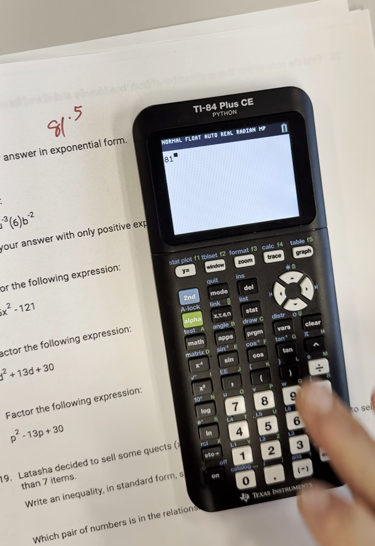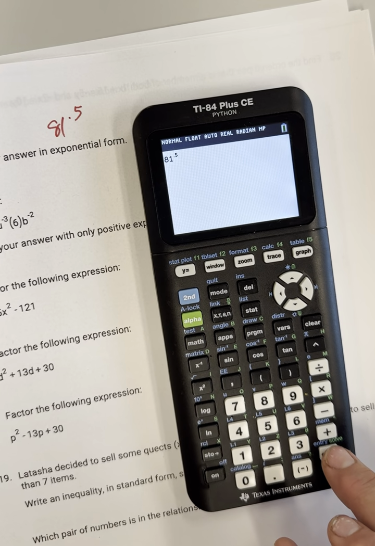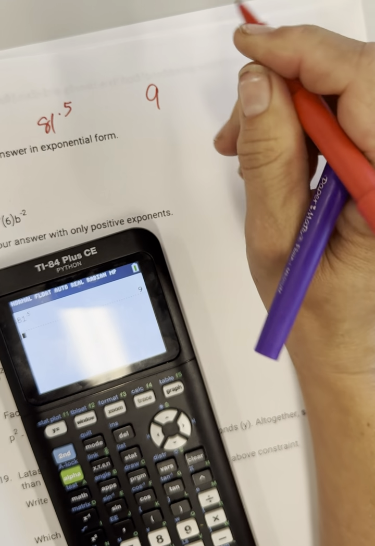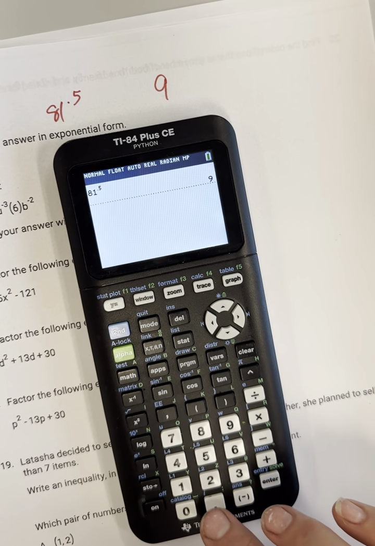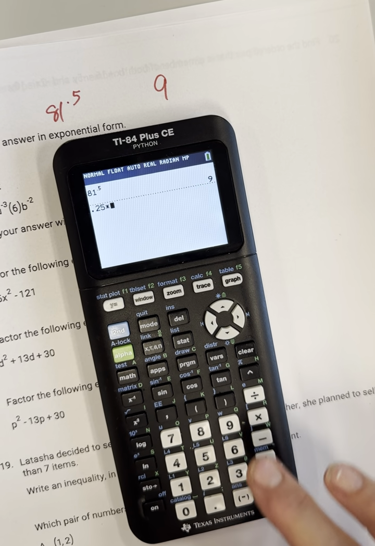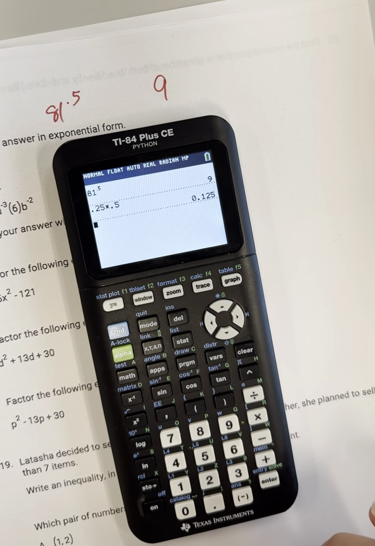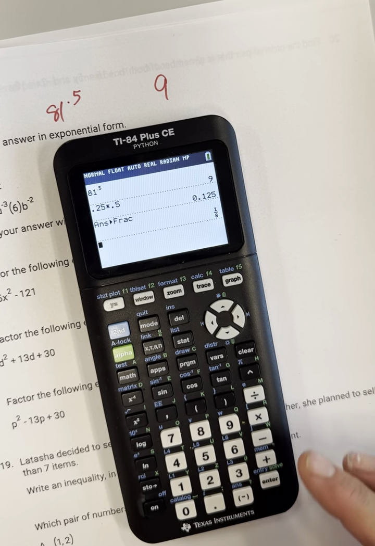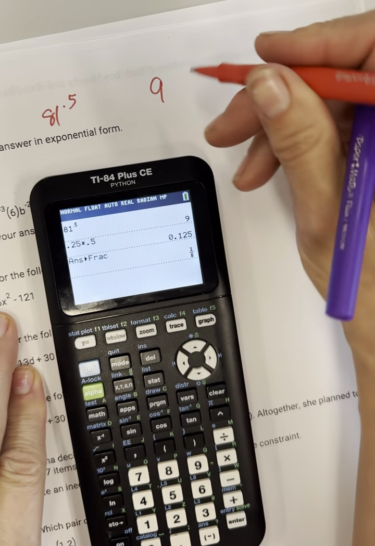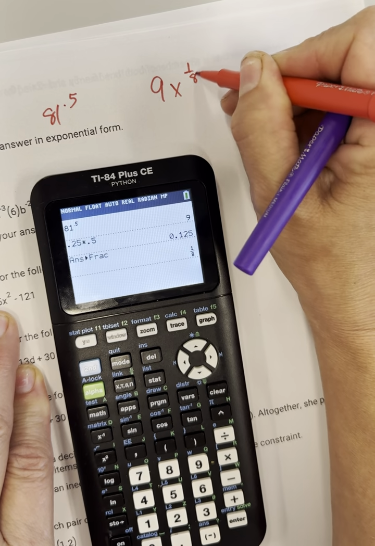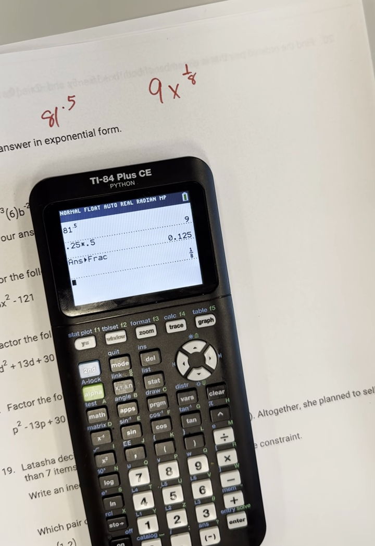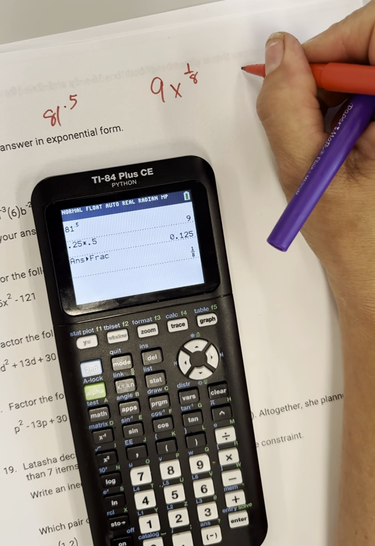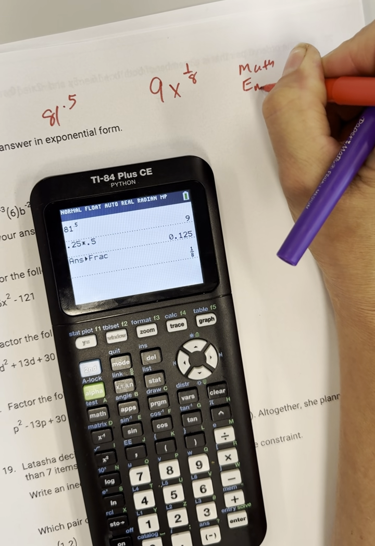So 81 raised to the 0.5. And press enter. Of course, you get 9. So that's your first part of your answer. And then you do 0.25 times 0.5. And go math, enter, and give me a fraction. So x to the 1/8. So even if it's given in decimal, they want the answer as a fraction. So to get the answer as a fraction, you hit math, enter.